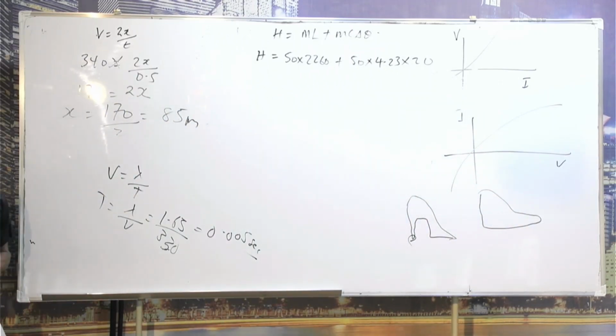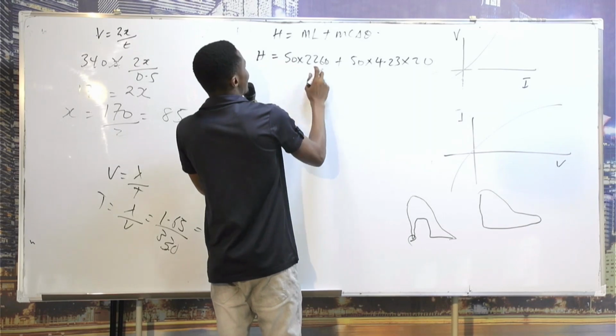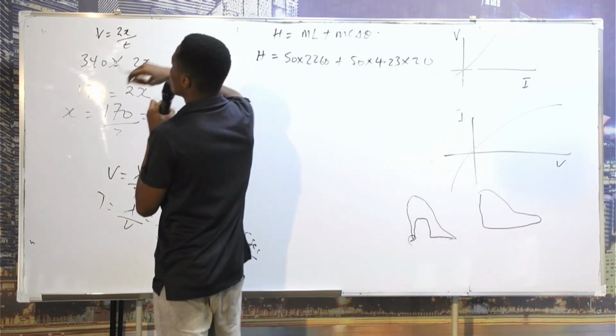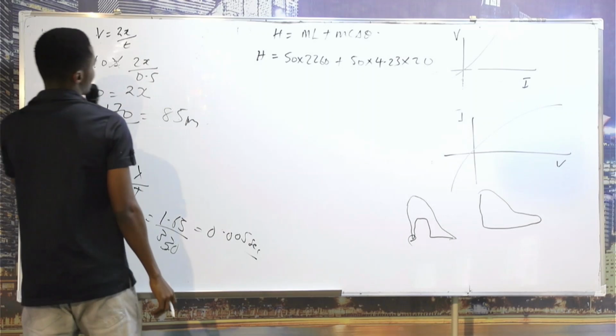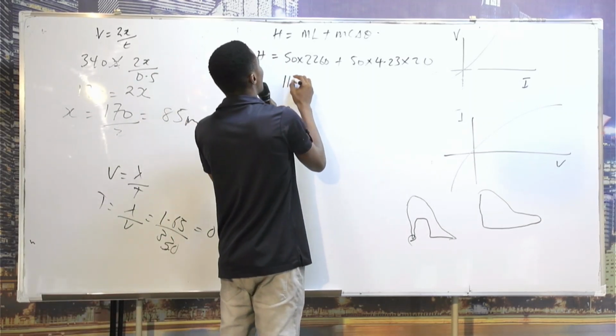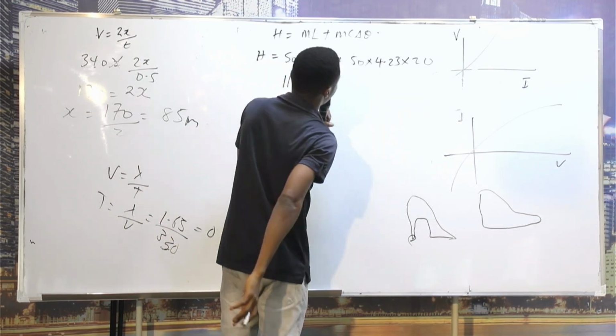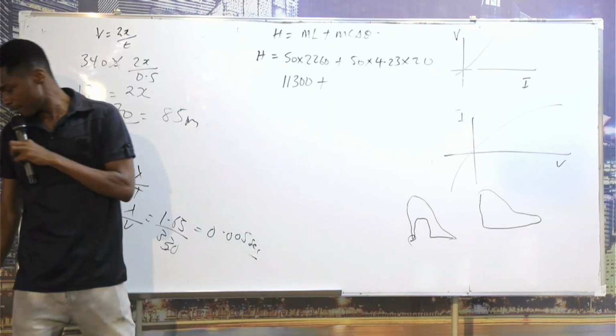They said calculate the heat energy required to vaporize the 50 grams of water initially at 80. Remember, for you to vaporize that, you need to take it to boiling point, which is 100. So what is the change in temperature? 20. Let's add that up. 50 times 2260 is 113,000. Plus 50 times 4.23 times 20.